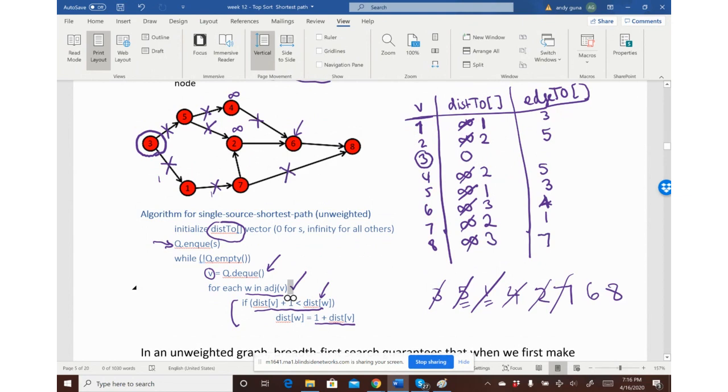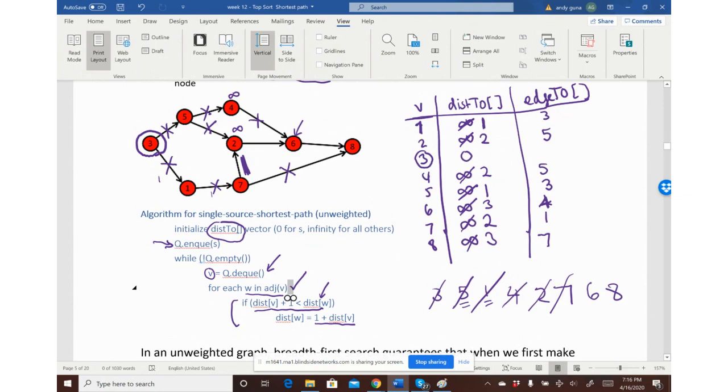All right, now let me ask you a question. I did not update this link from 7 to 2. I didn't relax it. Why didn't I do that? Yeah, 2 was already visited. So if you had already gone there, you couldn't find a shorter path, because you've already been there.